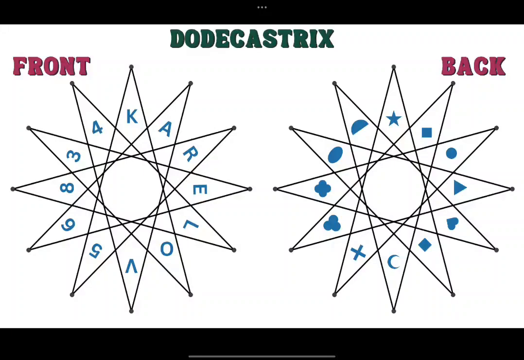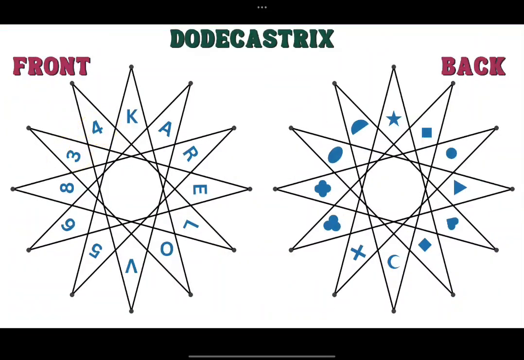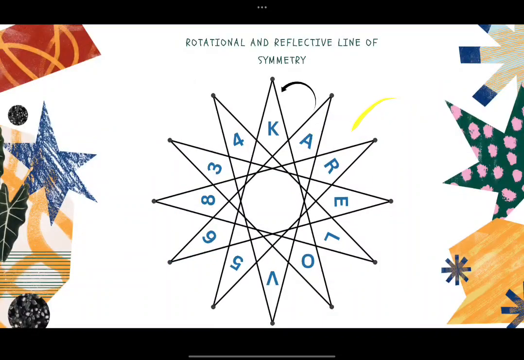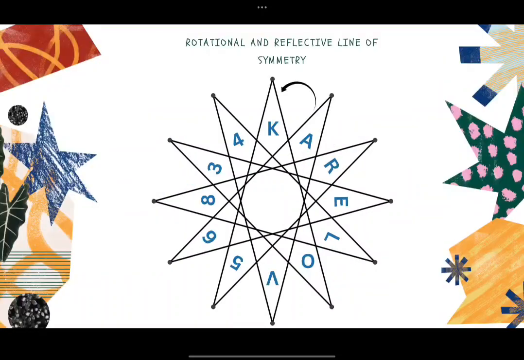Now, let's identify the elements for the model. For the front, we have K, A, R, E, L, O, V, 5, 6, 8, 3, and 4. For the back, we have the star, the square, the circle, the triangle, the heart, the diamond, the crescent moon, the cross, trefoil, the quadrifoil, the ellipse, and lastly, the semicircle.